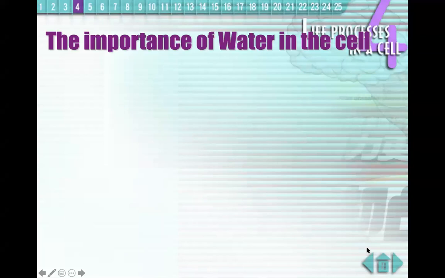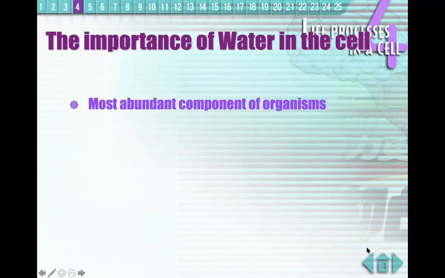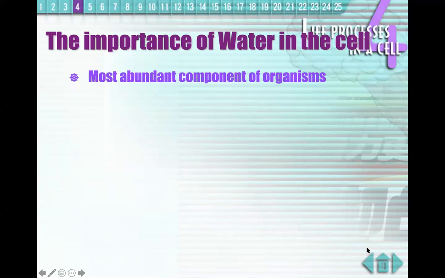Okay, now we are going to enter the new one. The importance of water in the cell. The first one, you should know that water is the most abundant component of organism. Same like us, 80% of our body contains water. And then it is an excellent solvent to dissolve sugar or whatever. Pelarut lah, we can say that water can dissolve anything, for example salt, sugar, and so on.